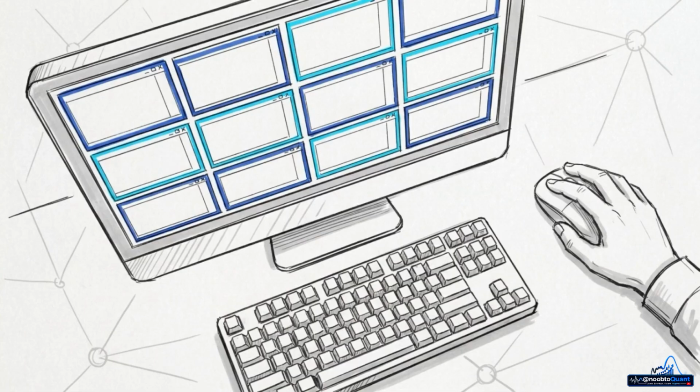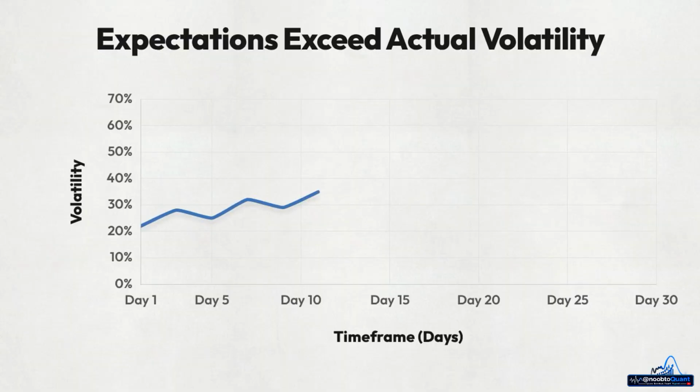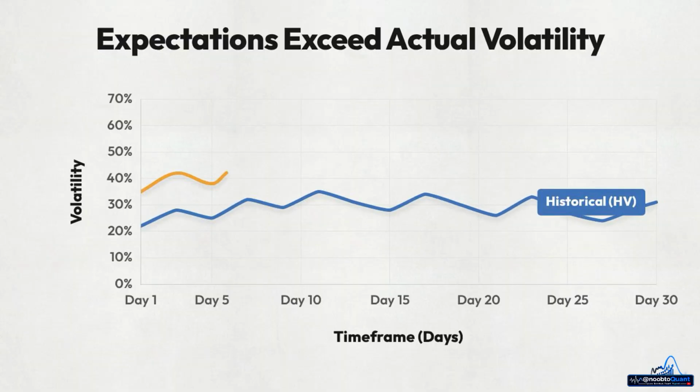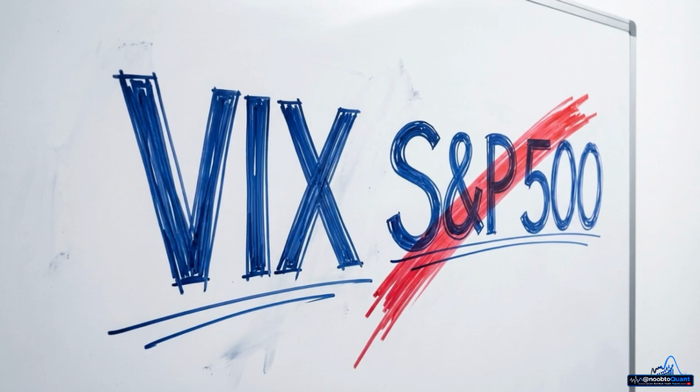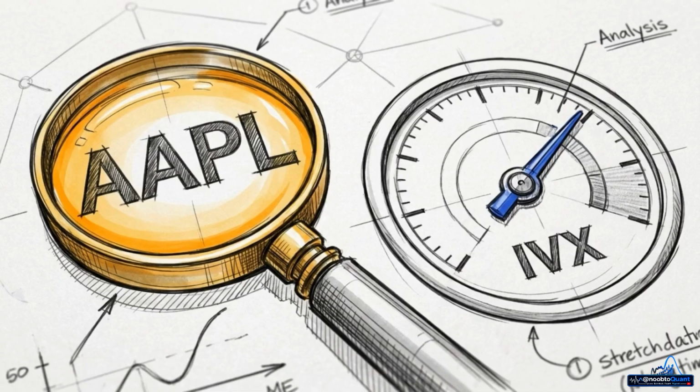Step 1 is setting up your charts to measure the true cost of an option. To do this, you need to overlay historical volatility, which tracks what the stock has actually done, alongside implied volatility, which measures what the options market expects it to do. A common mistake is looking at the overall S&P 500 VIX index to trade an individual stock. You need to use the stock-specific implied volatility, often called IVX, which isolates the expected risk for that specific equity.